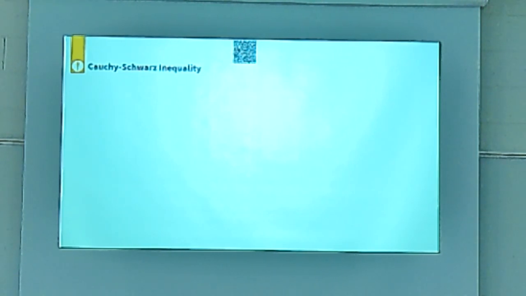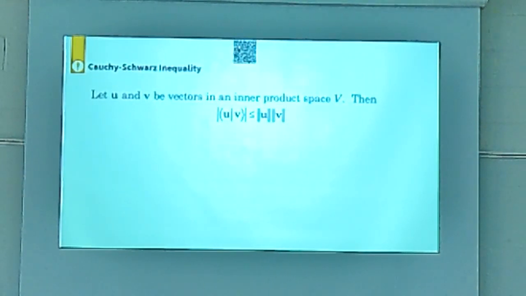Cauchy-Schwarz inequality. Let u and v be vectors in an inner product space V. Then the absolute value of the inner product of u with v is less than or equal to the norm of u times the norm of v.